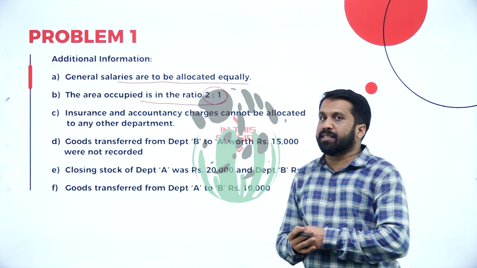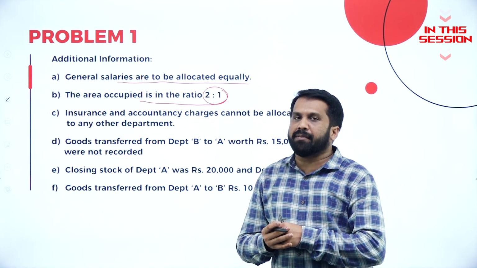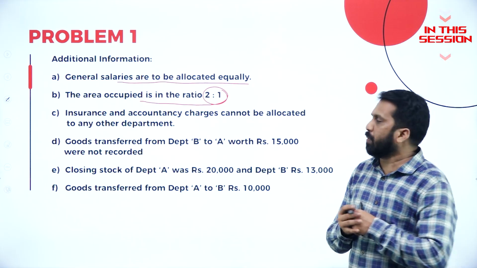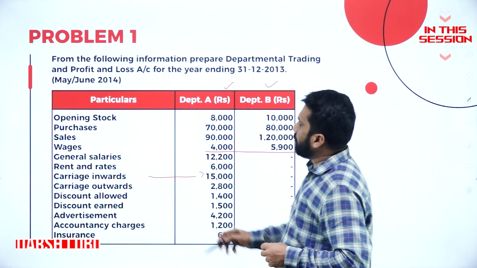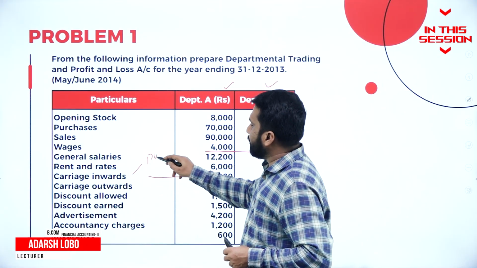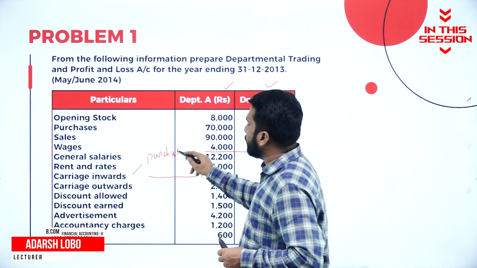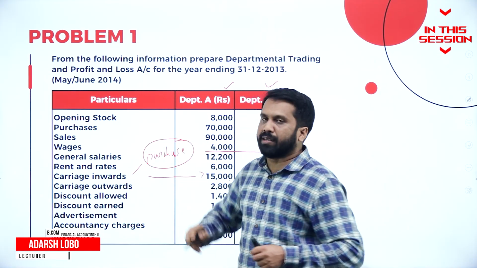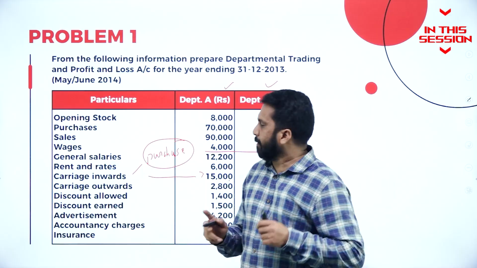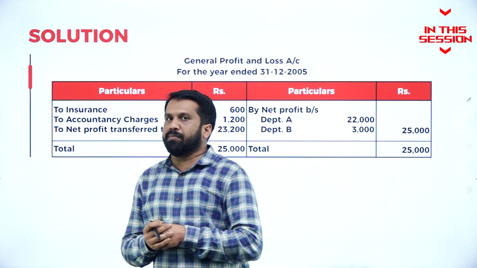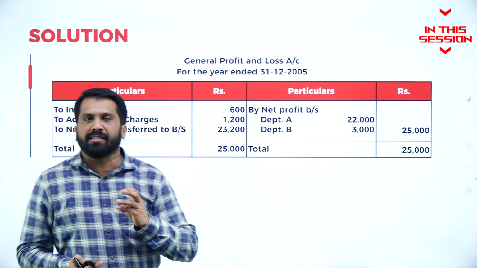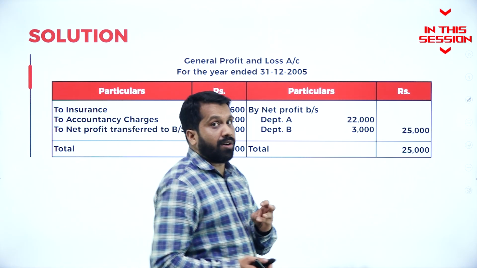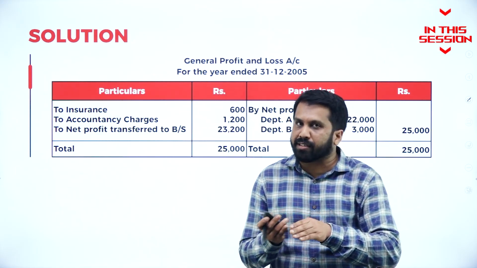Electricity bill normally comes at a lighting point. If not given, you have to go with area occupied. Carriage inward, always remember, it goes on the basis of purchases. I'll show you all the working out how they have classified. Why do we do this? General P&L means, as I told you, insurance and accountancy charges we are not supposed to take and we are not supposed to divide.